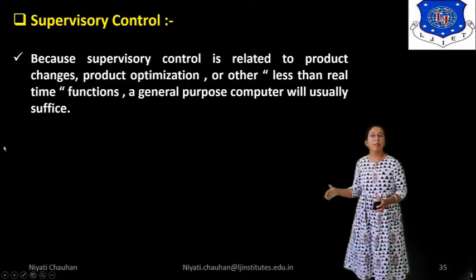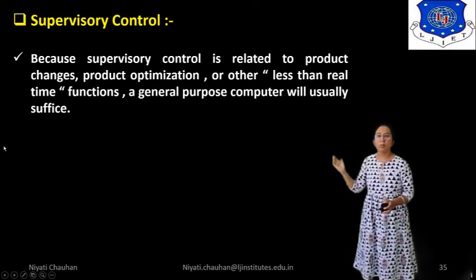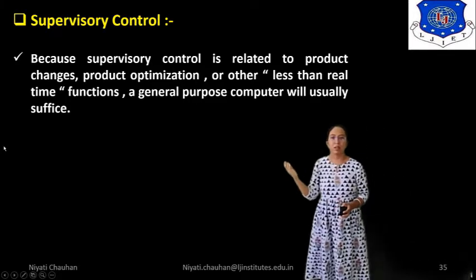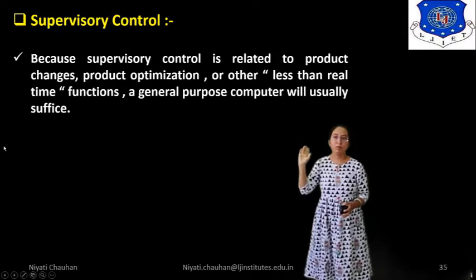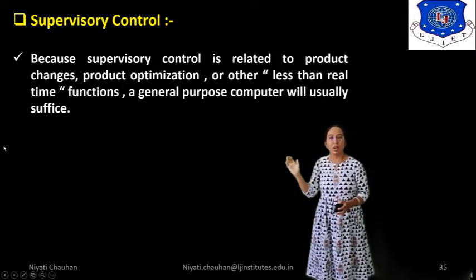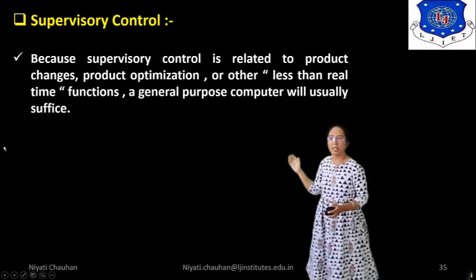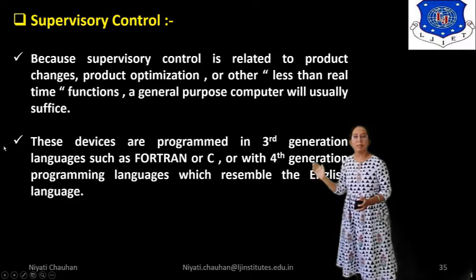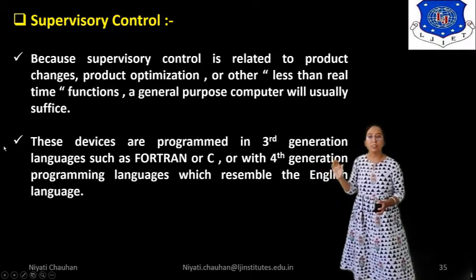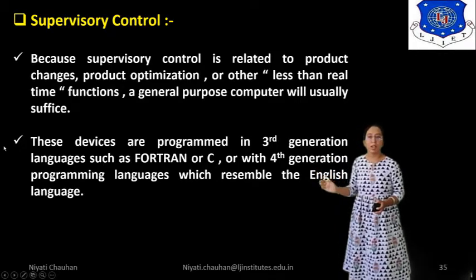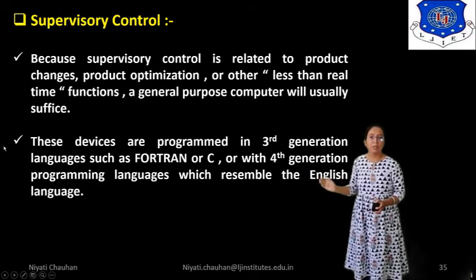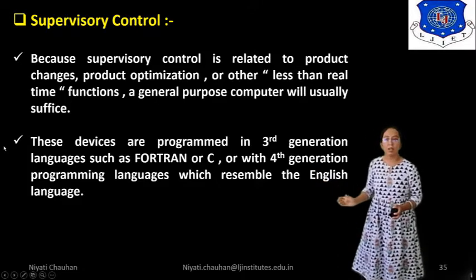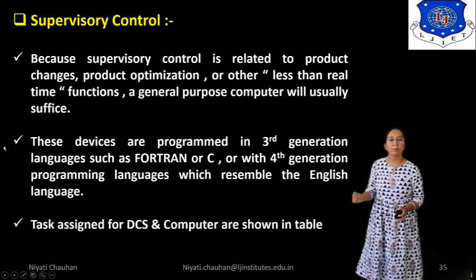Because supervisory control is related to product change, product optimization or other less than real-time functions, a general purpose computer will usually suffice. These devices are programmed in third generation languages such as Fortran or C, or fourth generation programming languages which resemble the English language.